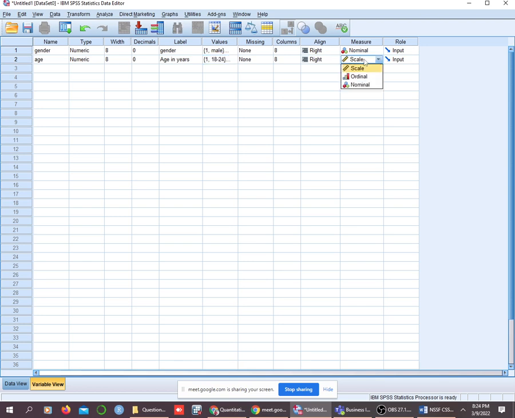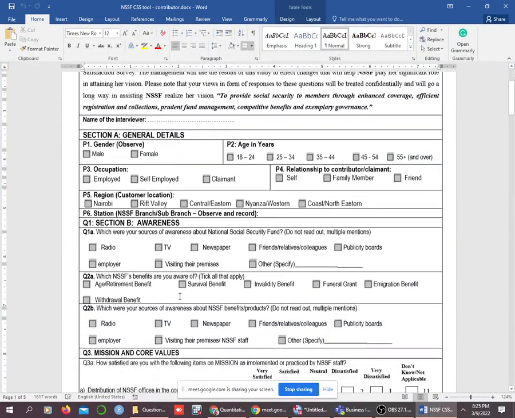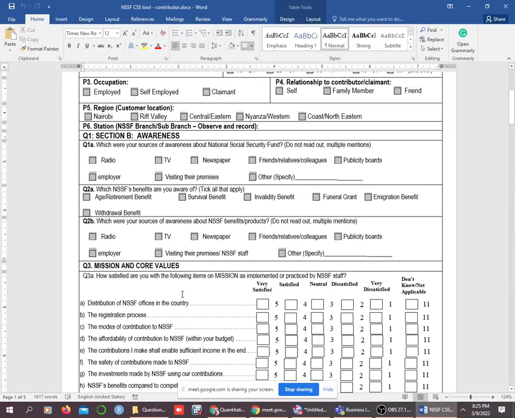In terms of measure, I would say age in this case is ordinal, and I'll explain ordinal in the sense that there's some sort of order as far as the responses are concerned. A very good example is the Likert scale type of question. I think if you look at this questionnaire, is it question number 3? Yes, question number 3 on mission and core values.